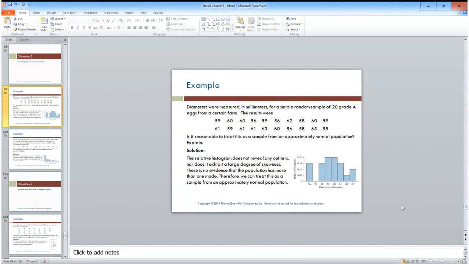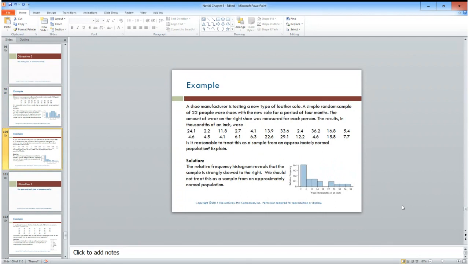This one deals with wear on people's shoe soles with a new type of shoe material. And you'll notice that this thing has a tail all the way to the right. So they're skewed to the right.